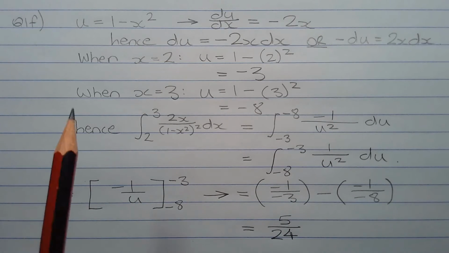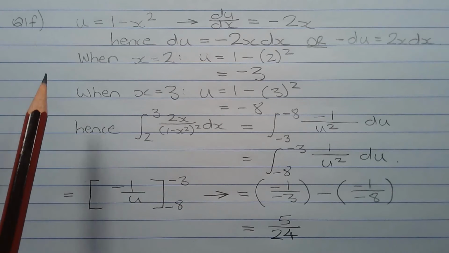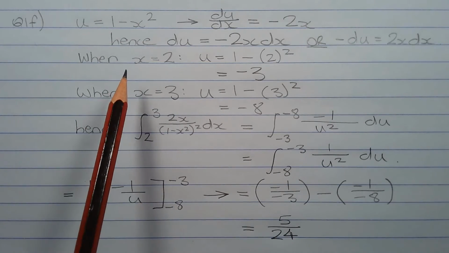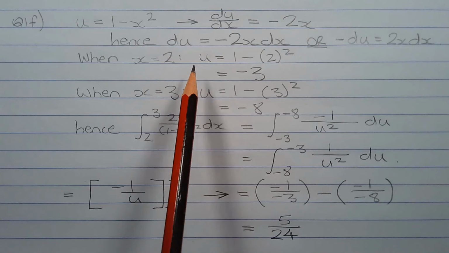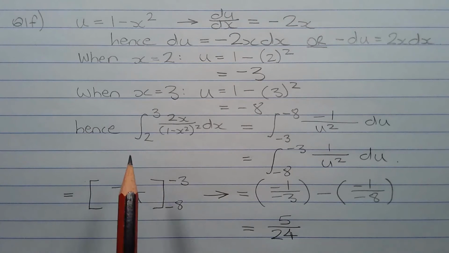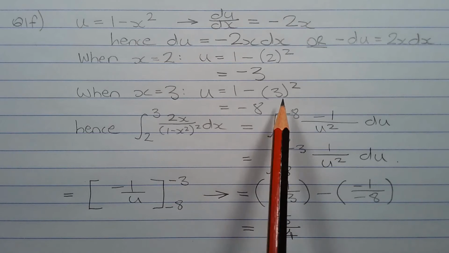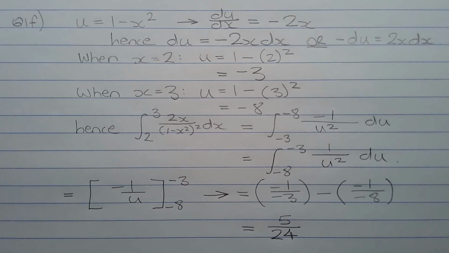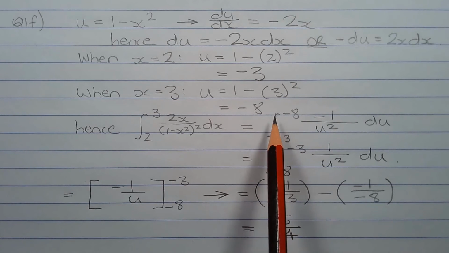The next step is to use the original substitution to change the limits of integration. So when x equals 2, u is equal to 1 minus 2 squared, which equals negative 3. And when x equals 3, u is equal to 1 minus 3 squared, which equals negative 8. Hence, the integral of 2x over (1 minus x squared) all squared dx from x equals 2 to x equals 3 is equal to the integral of negative 1 over u squared du from u equals negative 3 to u equals negative 8.